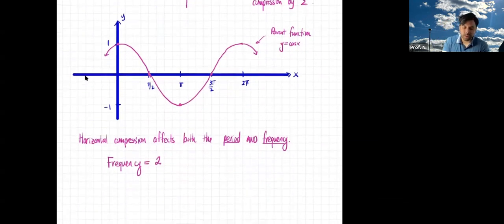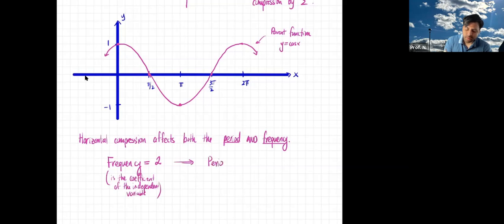So the frequency is just the coefficient of the independent variable. In this case, it's x, right? The independent variable is x. So my coefficient is 2, and that's the frequency. It's 2. Now, how do we find the period if we know the frequency?